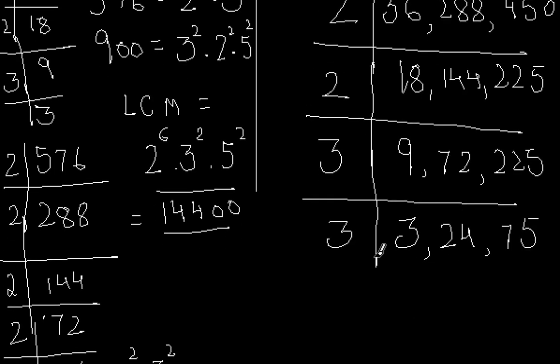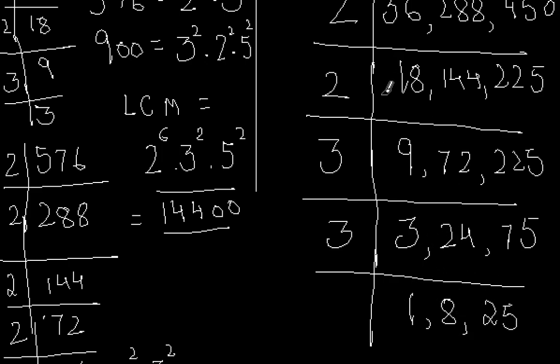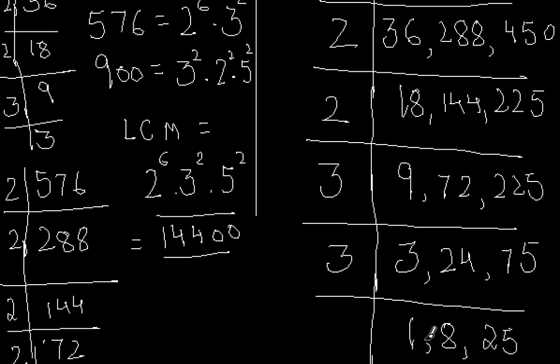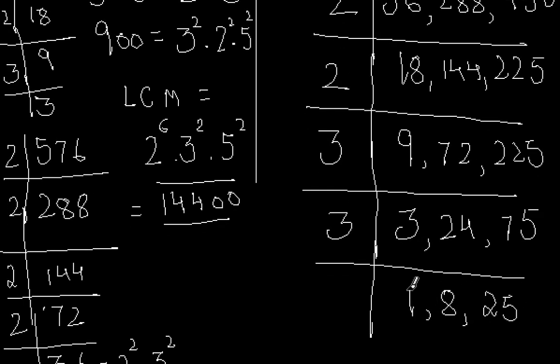Now we can again divide it by 3. We will get 1, 8 and 25. So now what we are left with is 1, 8 and 25. They have no common factors.